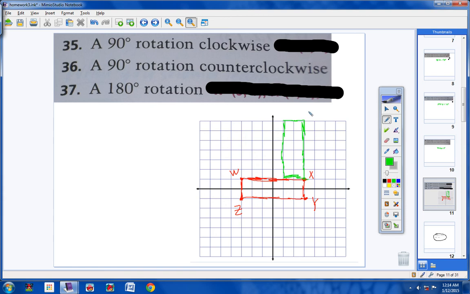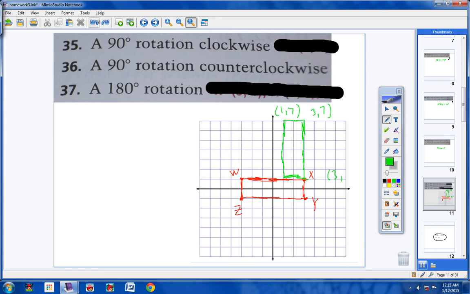So this ordered pair here would be 3, 1, 2, 3, 4, 5, 6, 7. So this point here would be 3, 7. This point here would be 1, 7. This point here would be 3, 1. And this point here would be 1, 1. Let me check that real quick with the book and make sure that we got that right. 3, 7, 3, 1, 1, 1, 1, 7. Yes, that is correct. Okay.